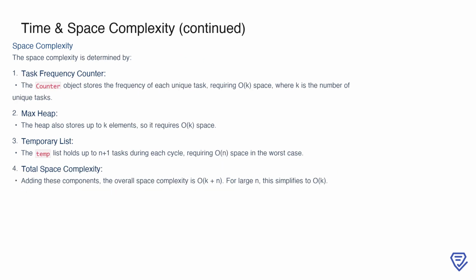The space complexity of the solution is determined by several components. First, the Counter object stores the frequency of each unique task, requiring O(K) space, where K is the number of unique tasks. Then, the max heap, which stores up to K elements, also contributes O(K) space. Additionally, during each cycle of task execution, we use a temporary list called temp to hold up to n+1 tasks. In the worst case, this list requires O(n) space. When we combine these components, the total space complexity becomes O(K + n). However, since K, the number of unique tasks, is typically much larger than n, the space complexity simplifies to O(K).